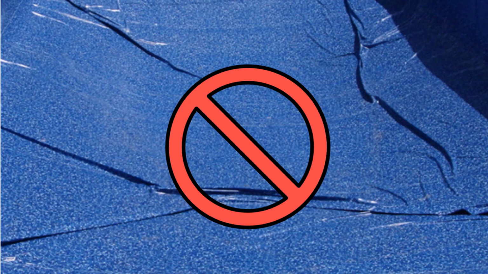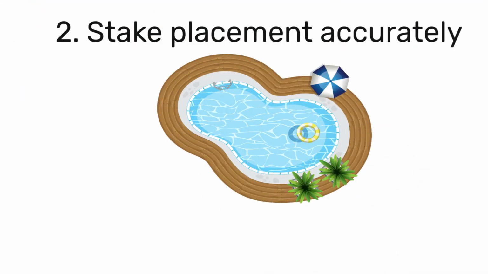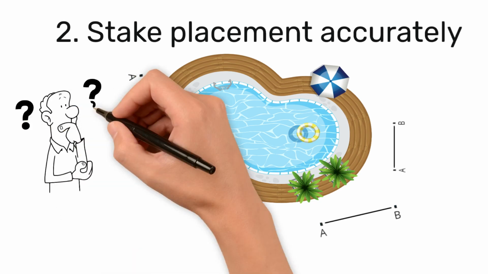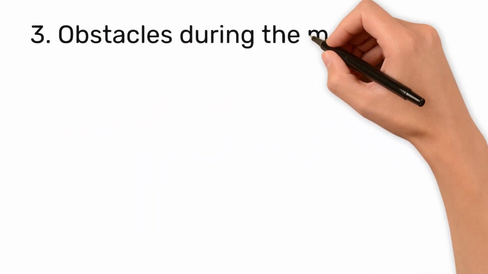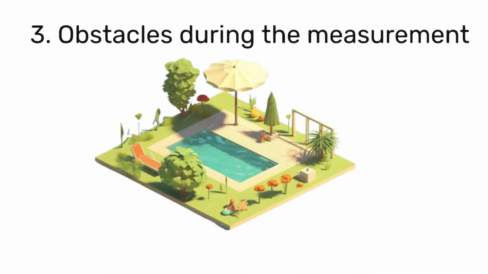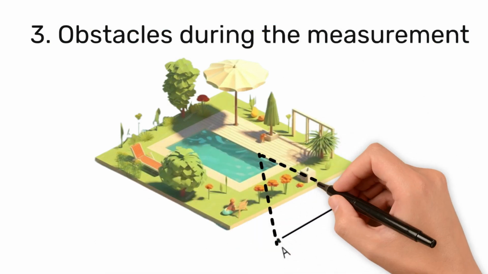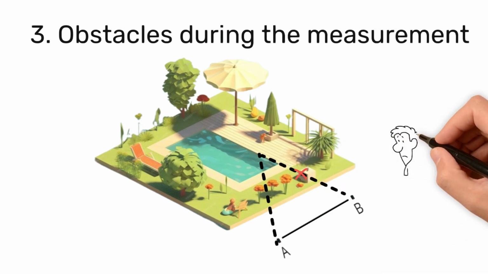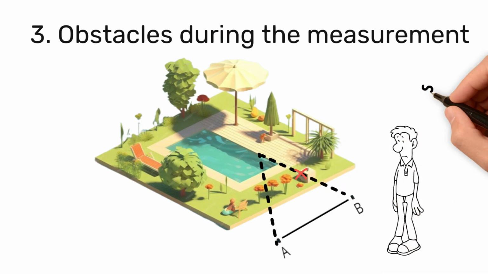Another problem that we may face is how to place stakes accurately. Misalignment or inconsistency in stake positioning can introduce errors in your measurements, affecting the overall fit of pool liners. External factors, such as obstacles during the measurement, can impact measurement reliability. For example, if there is any object such as a tree, plant, or rock obstructing the way of recording measurements, it can affect the overall accuracy of the pool dimensions.